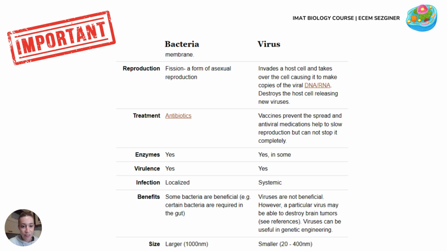When an infection occurs with bacteria, it generally starts and happens in a localized way. But when a virus infects an organism, it's systemic. It's all over inside the organism. We can have some beneficial bacteria. However, with viruses, until now, we haven't seen any good from them, so we do not consider them beneficial. And regarding size, bacteria are larger than viruses.